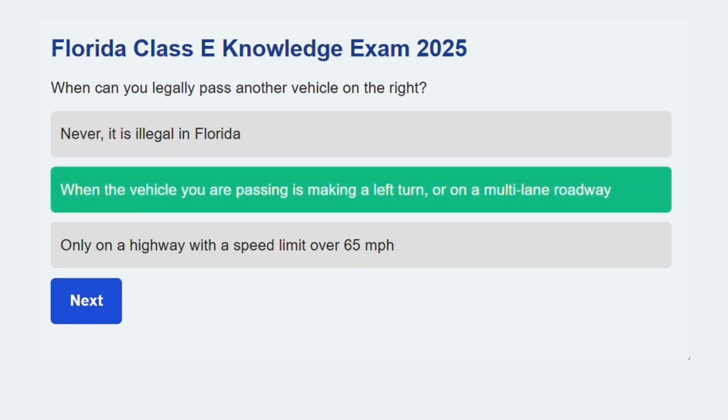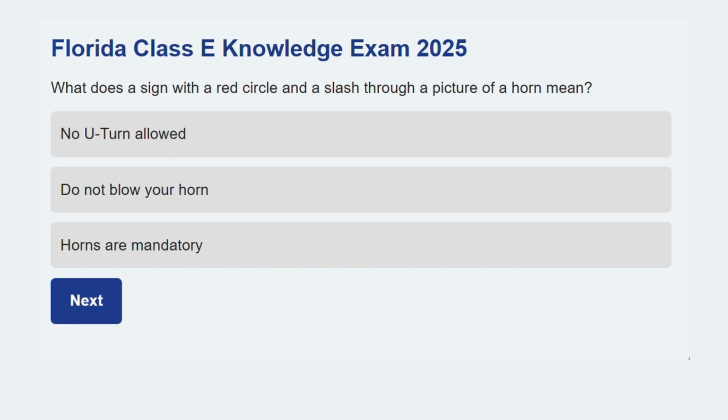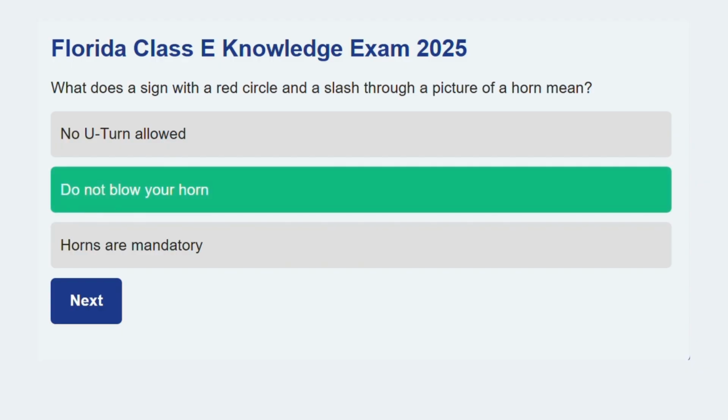Ready for the next one. What does a sign with a red circle and a slash through a picture of a horn mean? Do not blow your horn. The red circle and slash indicate that the pictured action is prohibited.